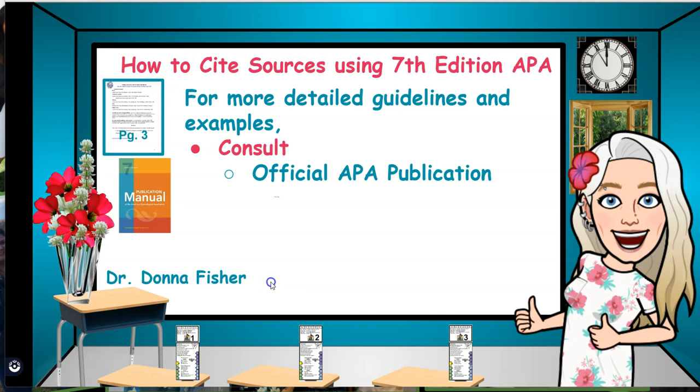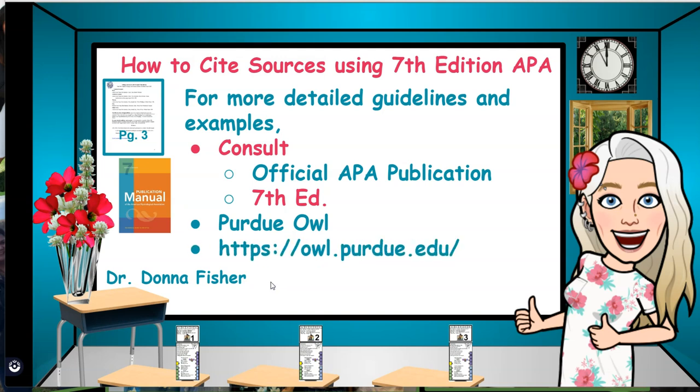7th edition or the APA website. Always check for updates or changes in citation rules. A great source to use for writing is Purdue OWL. You can find that at http://owl.purdue.edu.